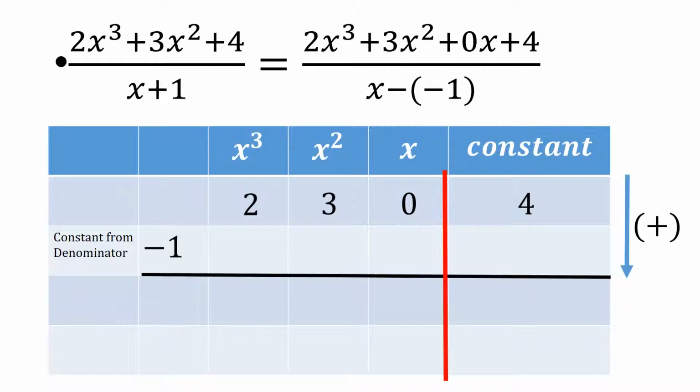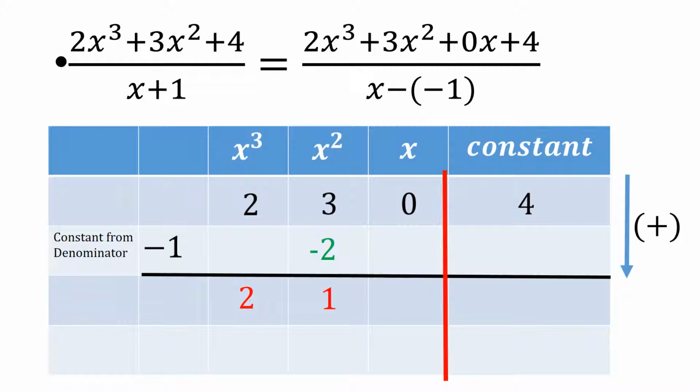Since our leading coefficient in the denominator is 1, we can bring the number 2 straight down. So the coefficient of x cubed in our example just gets copied straight down. Our next step is to multiply the negative 1 and the 2 together, and we're going to put that result in the cell where the green arrow points. So we'll go ahead and do that. And of course, negative 1 times 2 is negative 2. And now, as indicated on the far right, we will add these two numbers together. So 3 plus negative 2 is 1.